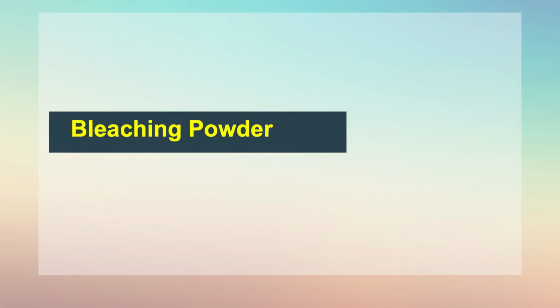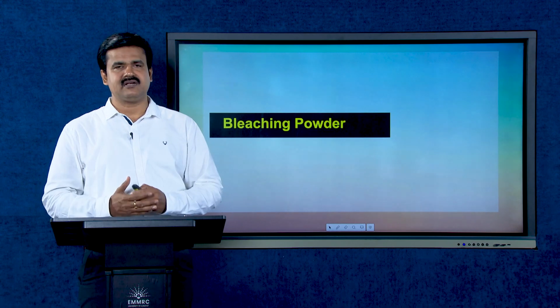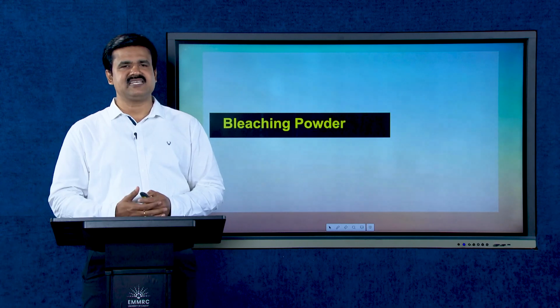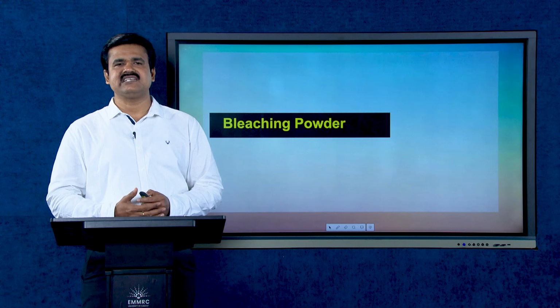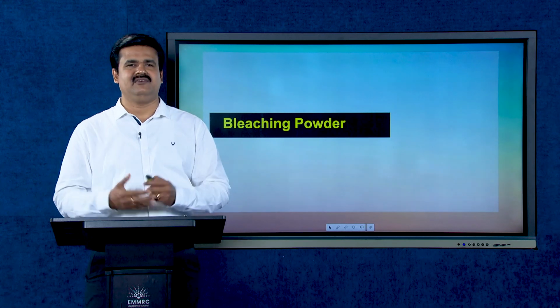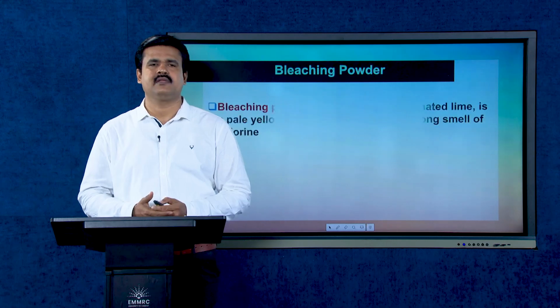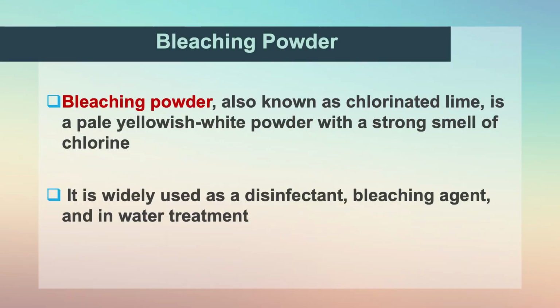First of all, bleaching powder. Bleaching powder is a very important chemical species which is obtained by passing chlorine gas through dry slaked lime. We can now have a brief discussion on bleaching powder. Bleaching powder, also known as chlorinated lime, is a pale yellowish white powder with a strong smell of chlorine.